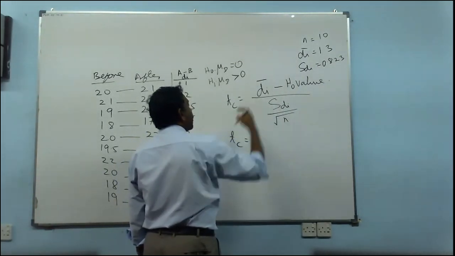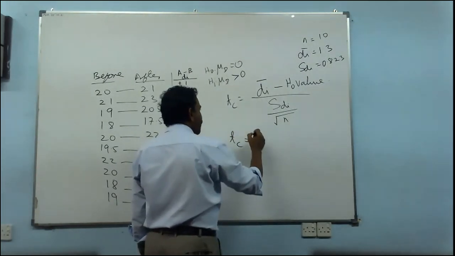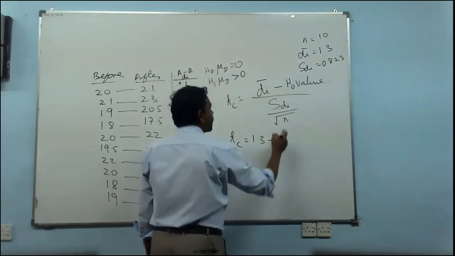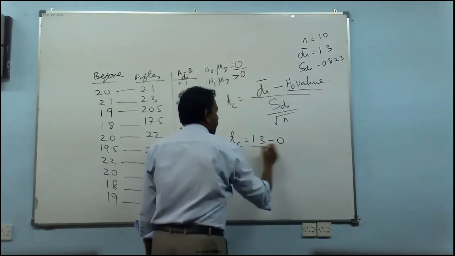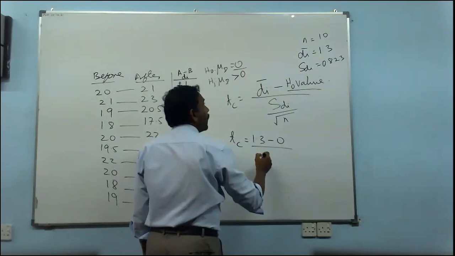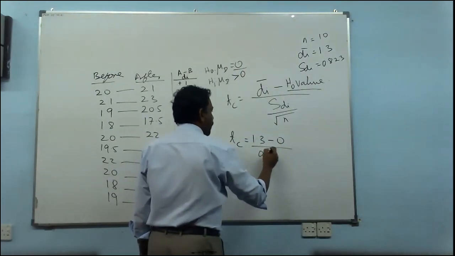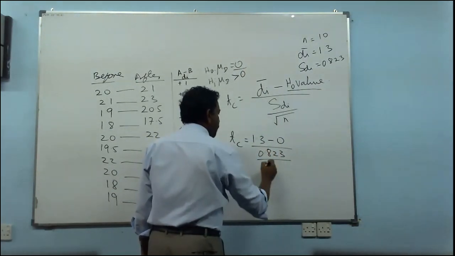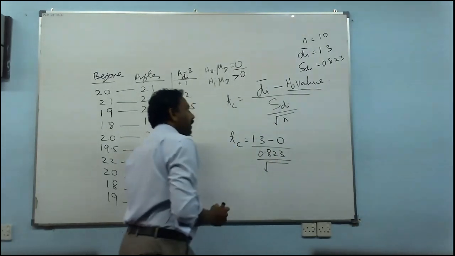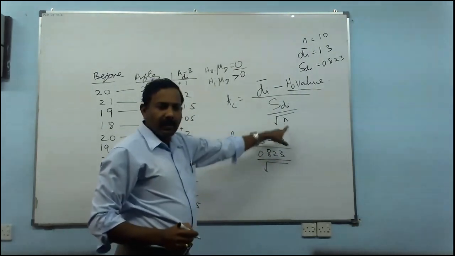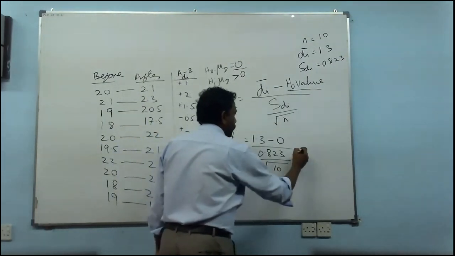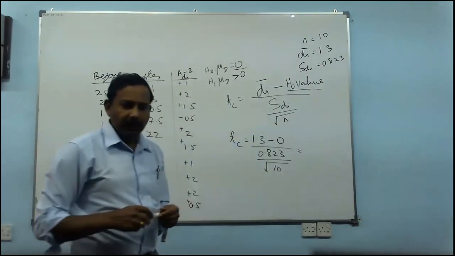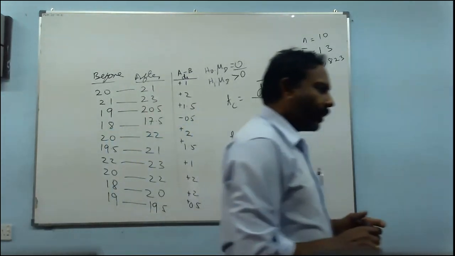So the difference is 1.3 minus the hypothesis value under testing, which is 0, divided by 0.823 divided by the square root of n. What is n? Square root of 10. So what is my calculated value?